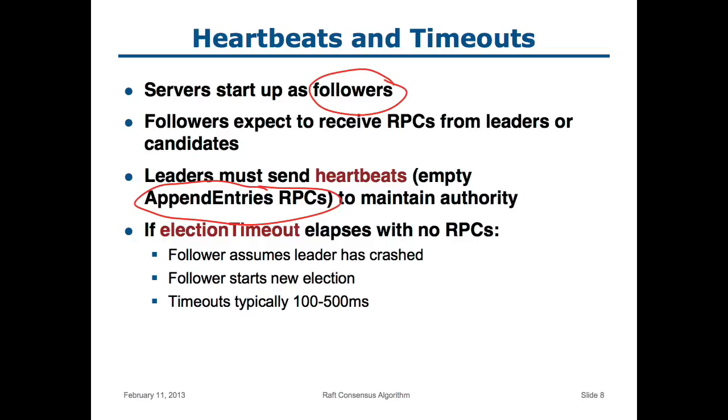If a period of time goes by and a follower does not receive any remote procedure calls, then it assumes that there is no viable leader in the cluster. And so it starts an election to see if perhaps it should become leader. This period of time that a follower waits is called the election timeout. In typical clusters, that'll be in the range of 100 to 500 milliseconds. So when the cluster first starts up, all of the servers will begin as followers. There'll be no leader, and so they'll all wait this election timeout period. And then they'll all start elections to elect a leader.